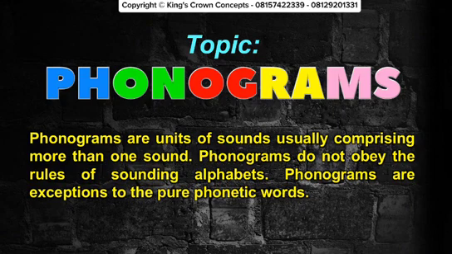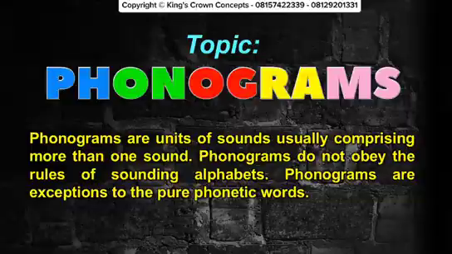They don't obey the A, B, K, D that we have. A as in ant, B as in ball. You can have sound G as in gun, saying sound J as in jog. You can have sound E as in egg, saying this name E. You can have CH, that is K and H, giving you another sound, a single, unique sound on its own. So phonograms are exceptions to the pure phonetic words. They are different from the pure phonetic words.